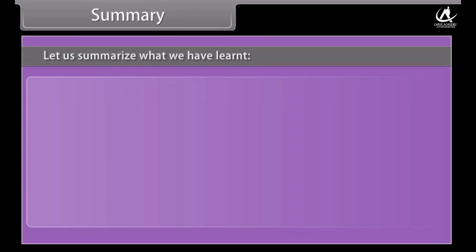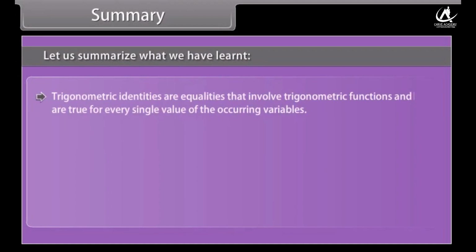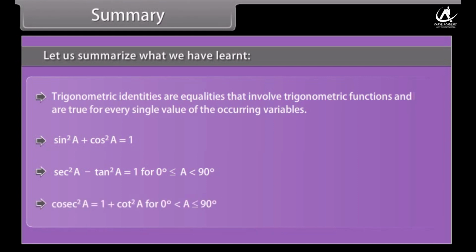Summary. Let us summarize what we have learned. Trigonometric identities are equalities that involve trigonometric functions and are true for every single value of the occurring variables. Sin square A plus cos square A is equal to 1. Sec square A minus tan square A is equal to 1 for 0 degree smaller than or equal to A, which is smaller than 90 degree. Cosec square A is equal to 1 plus cot square A for 0 degree smaller than A, which is smaller than or equal to 90 degree.